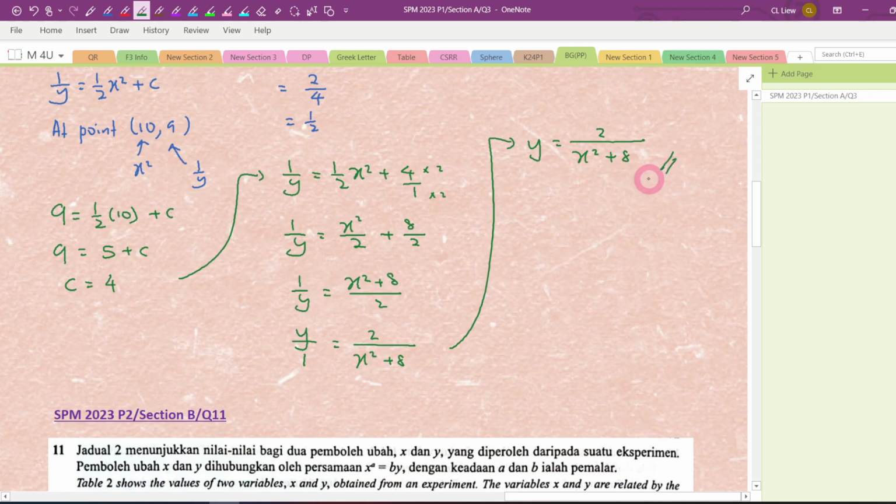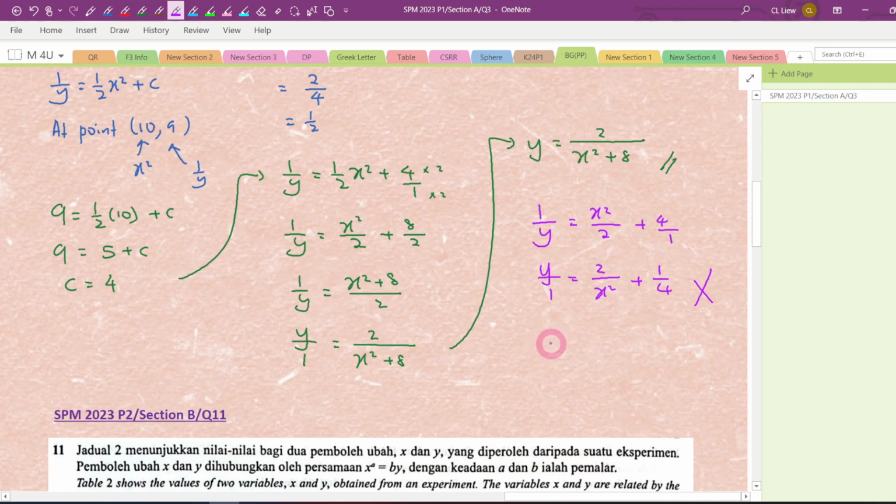Some students might think, why not we just do it this way? For example, 1 over y is equal to x squared over 2 plus 4. Why not we just do it this way? Y over 1 is equal to 2 over x squared plus 1 over 4. This is not correct. Now let me show you.